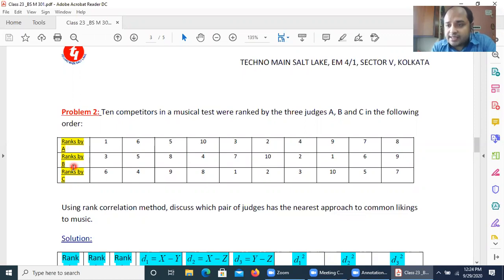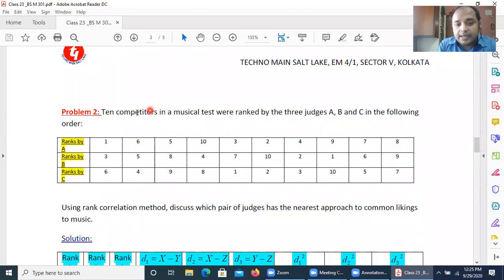Now, suppose all the judges are giving the ranks to the students independently of one another. Kumar Sanu is not discussing with Alka Yagnik while giving the marks. Alka Yagnik is not discussing with Shantanu Moitra to give the marks. If they are independent of one another, there is no partiality. In that ideal scenario, the ranks given to the 10 competitors by Judge A are as follows.